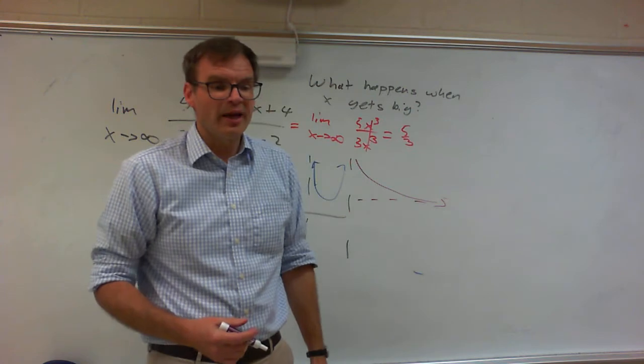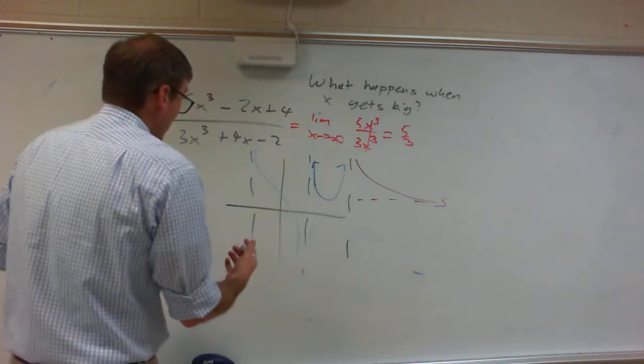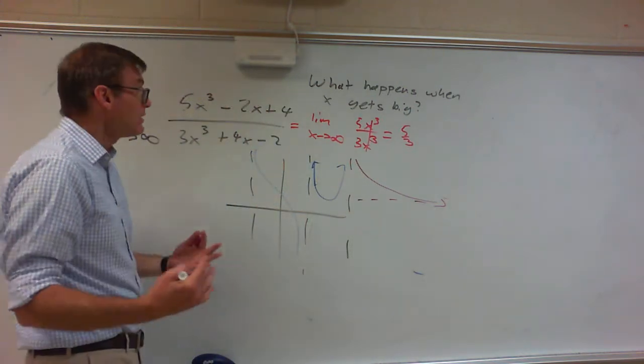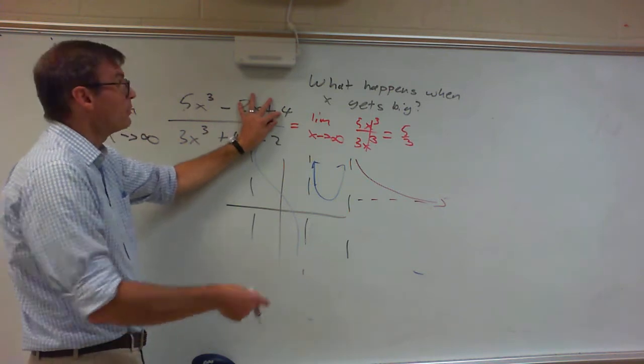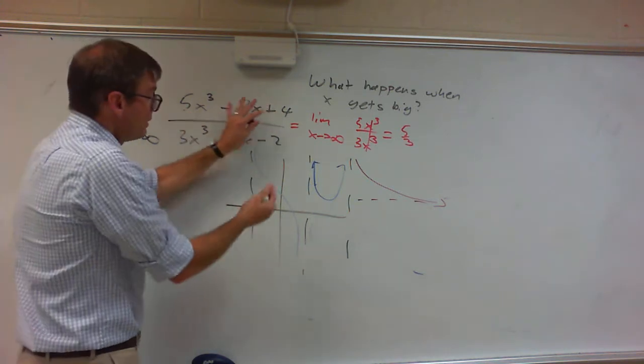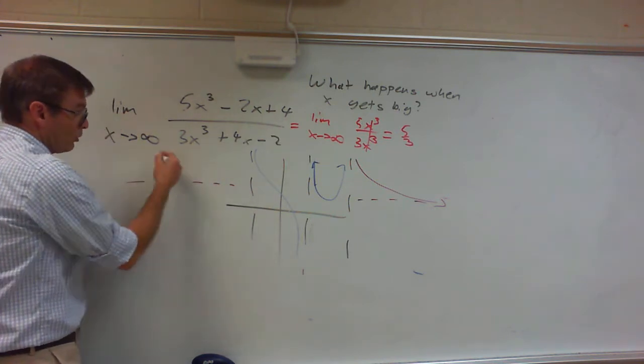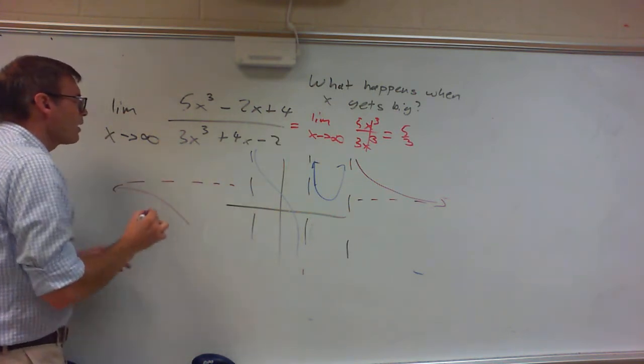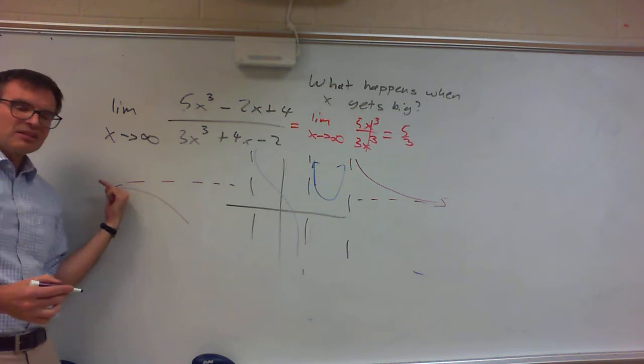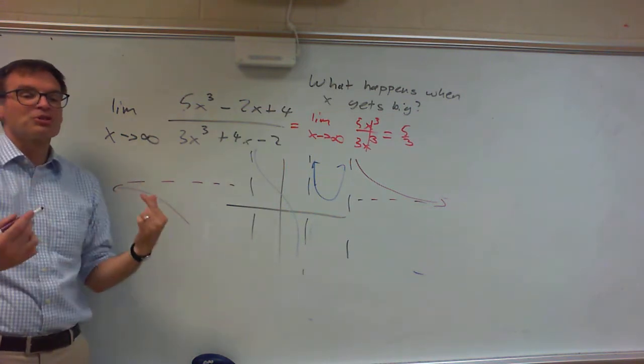And so I end up with the graph that just gets closer and closer to 5/3, and that's my horizontal asymptote. Same thing happens on the other side. If x gets really big negative, these terms don't matter. I'm just left with this. And so as I go all the way to the left, I don't know if it's coming from the top or the bottom, and I don't really care, but it's getting closer to this particular y value.